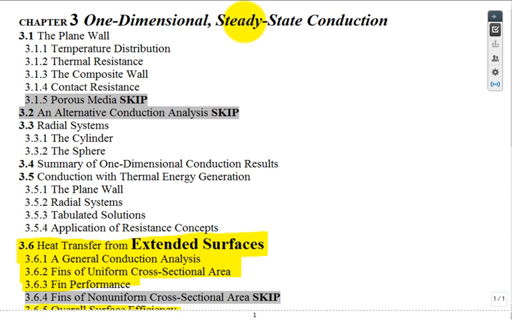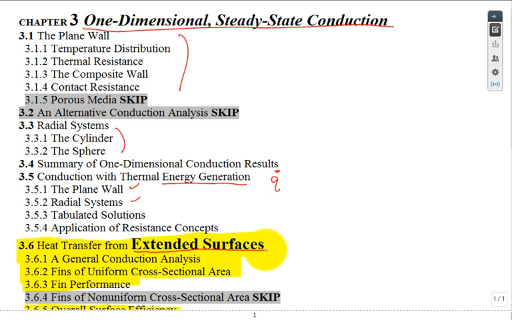All right, so this is the final lecture in Chapter 3 dealing with one-dimensional steady state conduction. We've covered a lot of ground with the plane wall and then radial systems, especially cylindrical and spherical, one-dimensional going radially out. Then we added thermal energy generation. That's a Q dot, a heat source, in the plane wall and radial systems. Today we talk about extended surfaces.